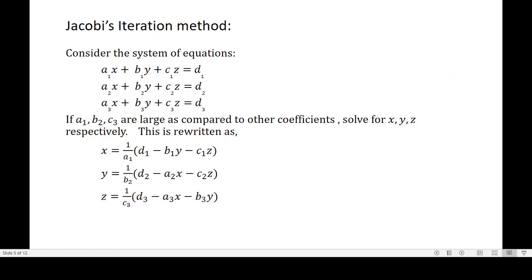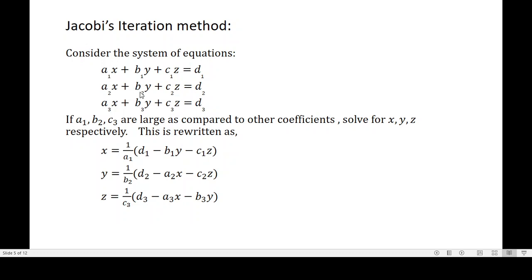Okay. Now let us consider the system of equations. a1 x plus b1 y plus c1 z is equal to d1. a2 x plus b2 y plus c2 z is equal to d2. a3 x plus b3 y plus c3 z is equal to d3.